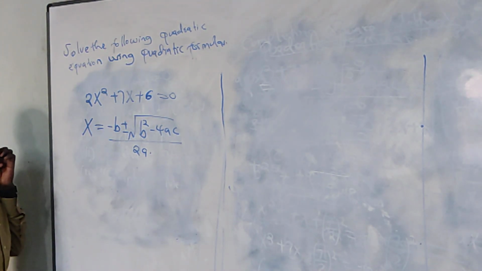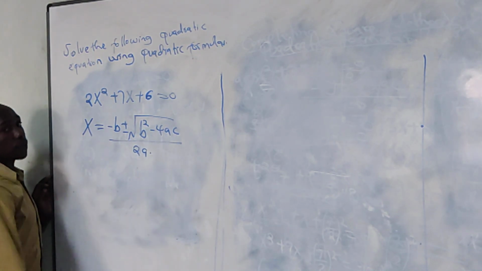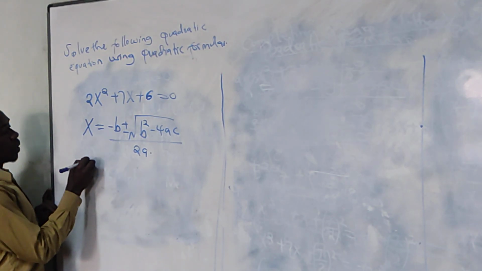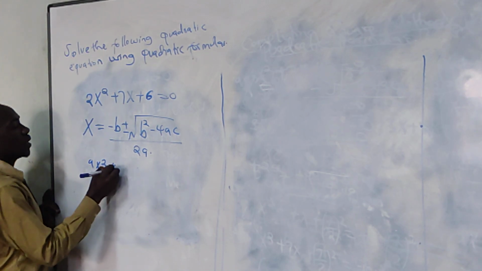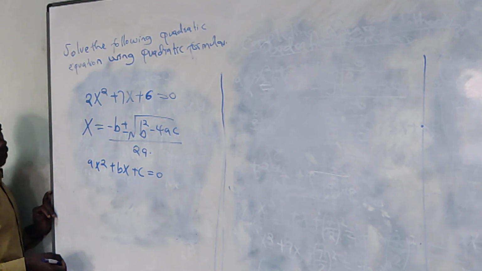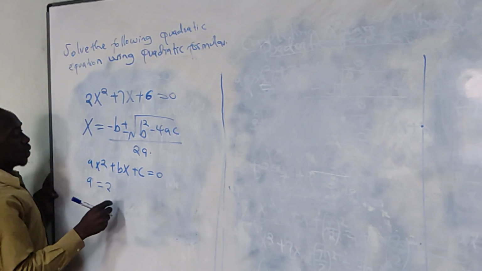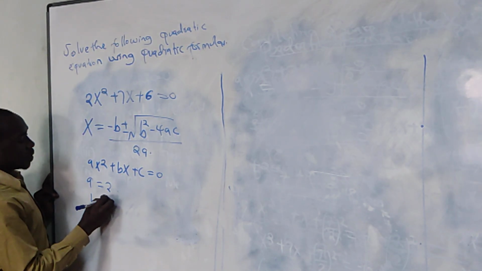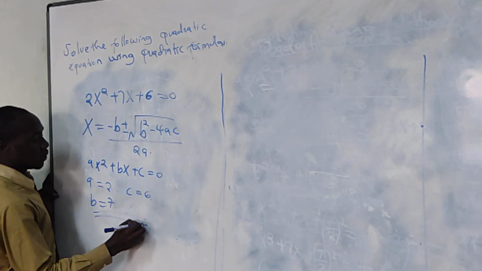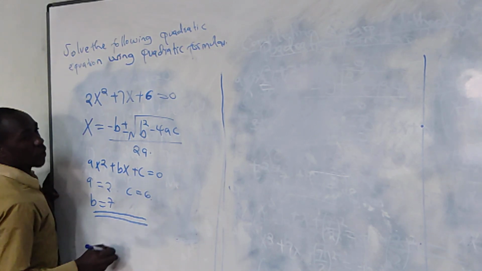We need to understand what a, b, and c are. A quadratic equation takes the form ax squared plus bx plus c equals 0. For that reason, the value of a will be 2, the value of b will be 7, and the value of c will be 6. Once you have these values, the next thing is to input them in the formula and get a solution.